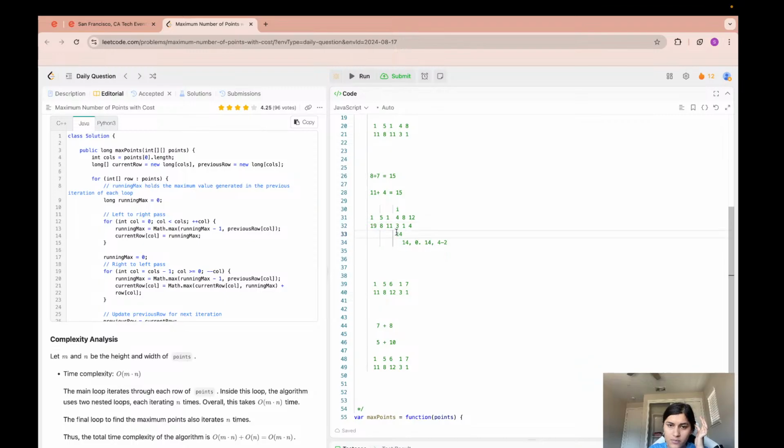So if this is 19 in the column, then this 19 will become 18, 17, and if it is 18 it will become 17, 16, 14. So this will be 14 here. And from the right also I was doing this, and I thought I'll do the maximum of 14 minus 2 here when I go from the right pass. So this is how I'll find the maximum.